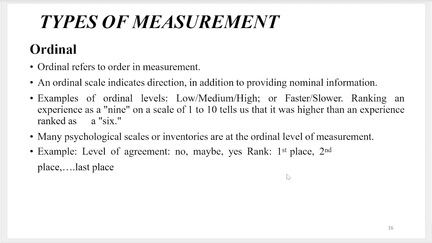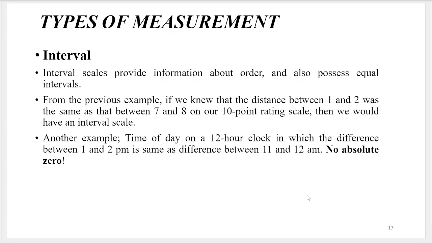Interval measurement is a more advanced level where data not only have order like ordinal, but also equal and consistent intervals between values, meaning the difference between numbers is meaningful and measurable. For example, the gap between 1 and 2 is the same as between 7 and 8 on a rating scale. This allows us to perform calculations such as addition and subtraction, making analysis more accurate than with ordinal data.